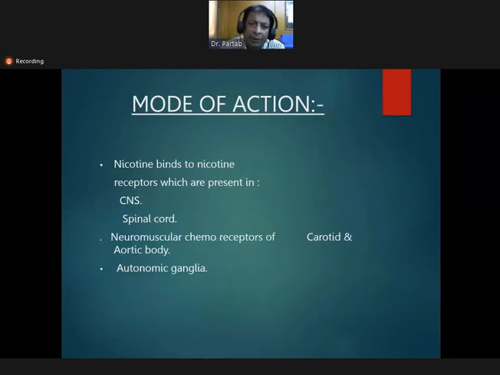Mode of action: nicotine binds to the nicotine receptors, which are present in the CNS, spinal cord, neuromuscular receptors, and carotid or aortic bodies, in the carotid vessels, in the aortic bodies, and autonomic ganglia. These are the targets of nicotine.